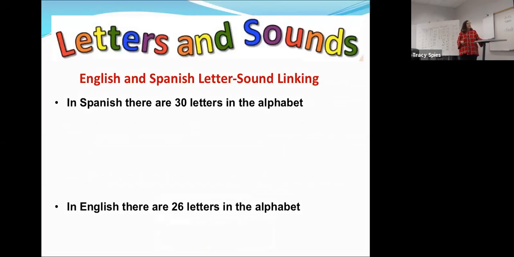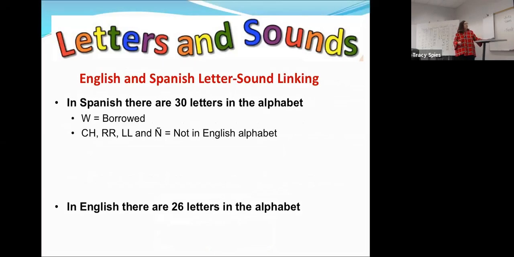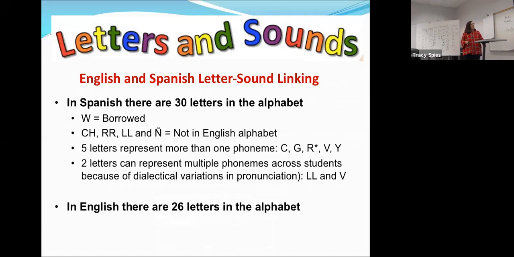So in Spanish, we have a lot of letters of the alphabet. In some cases, they've removed our double R and our double L and the CH. In other cases, they haven't. But even if we say Spanish is very, very easy, and we say, here's your letter and here's the sound, we have five letters that represent more than one sound.